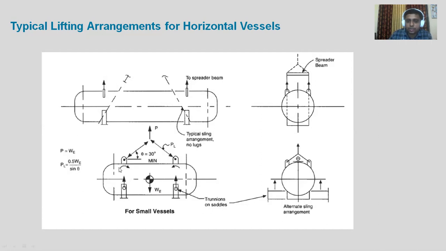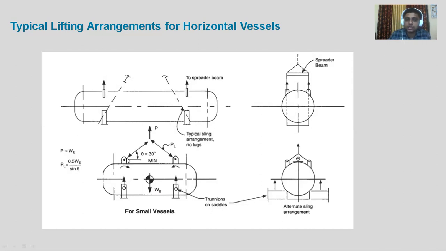So there are only two lifting lugs, one over here and one over here, and we can lift this with the help of single point lifting, with only one crane. So one belt will come from here, and another belt will come from here. There will be a hook and there will be a crane. This is called single point lifting.